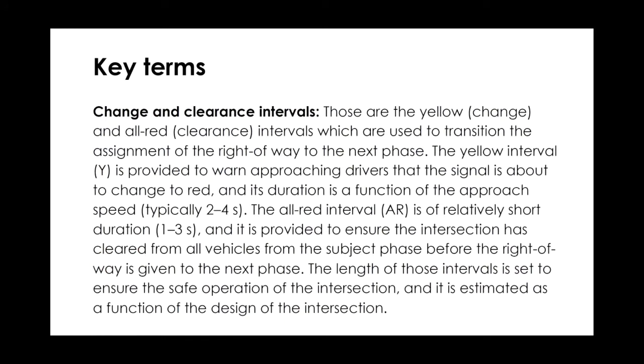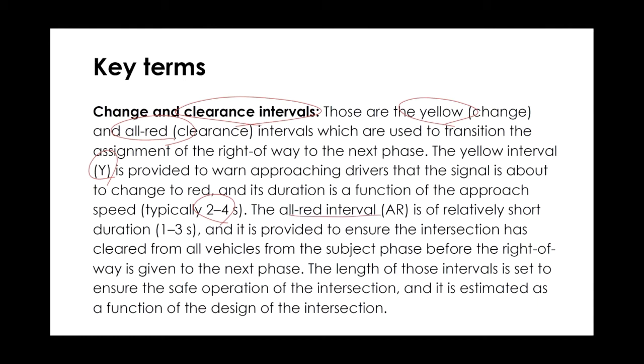We also have change and clearance intervals. Change interval represents the yellow time, and clearance interval represents the all red interval, which are used for transition between the right of way, the assignment of the right of way to the next phase. The yellow interval is usually represented by capital Y, which is provided to warn the approaching drivers that the signal is about to change to red, and its duration is a function of the approach speed, usually 2 to 4 seconds.